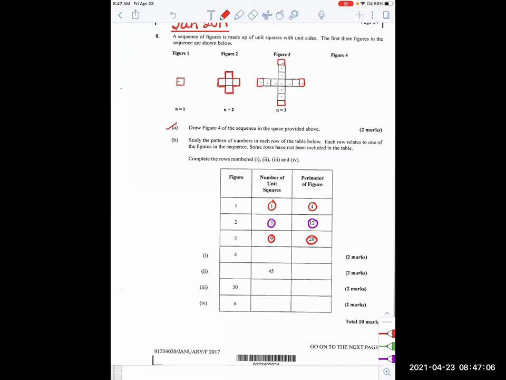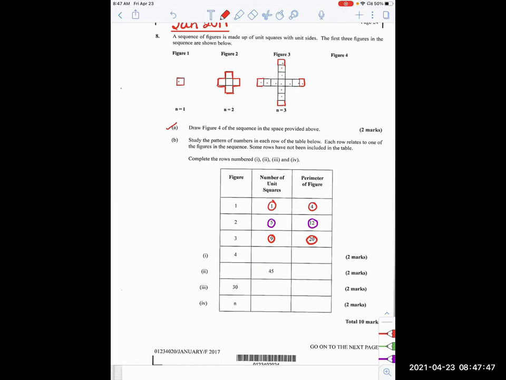Miss, I can ask a question. Yes, Jason? If you're not sure how to draw the pattern, and you have the number of unit squares, if you follow the pattern you can draw figure 4. Yes, that's why I say to redraw figure 3 and just extend it with one block on either side. Remember, it's worth 2 easy marks. So figure 4 must be an extension of figure 3. They're not asking you to come up with your own.